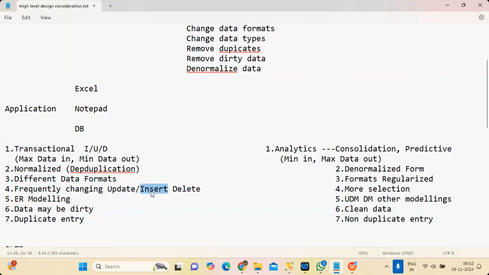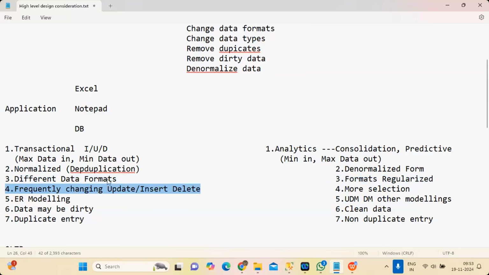Similarly, update and insert also should be done. Like updating the price of the toothpaste, updating the telephone number of the customer, updating the email ID. So all those updates will happen. Similarly, inserting new customers, inserting new products, inserting new transactions, all of this comes under insert. So the data is frequently changing.